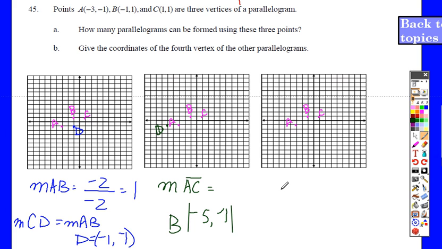And finally, I'm going to do the slope from B to C. Slope from B to C is just moving left 2. So now I'm going to go to point A, and I'm going to move left 2. And that's my last point there, which gives me a coordinate D of -5, -1.